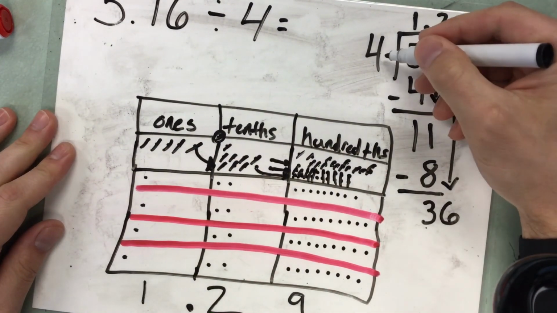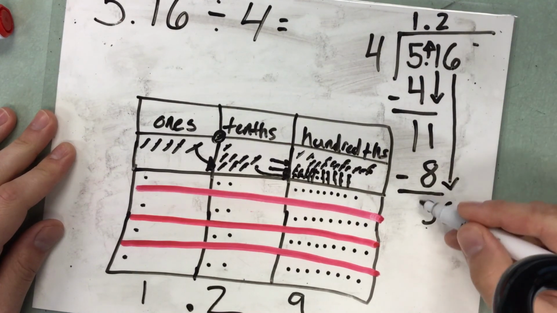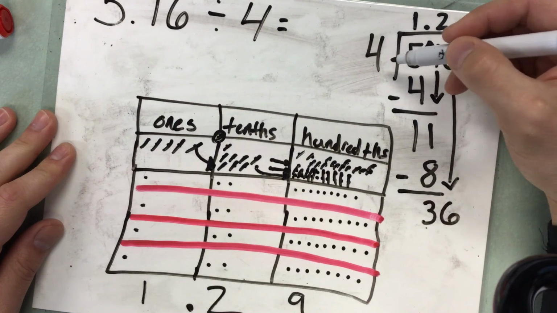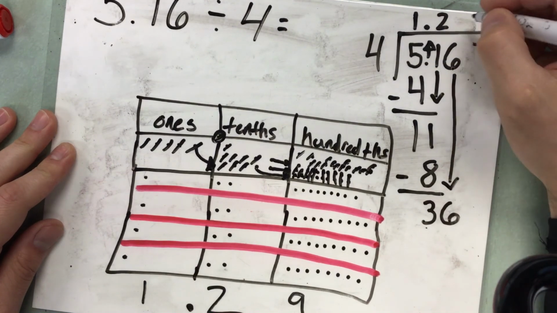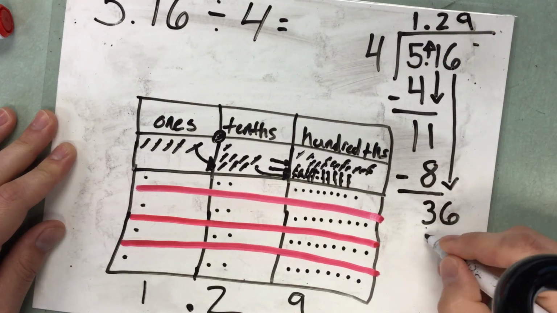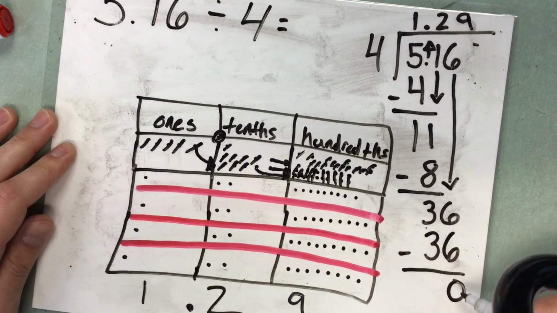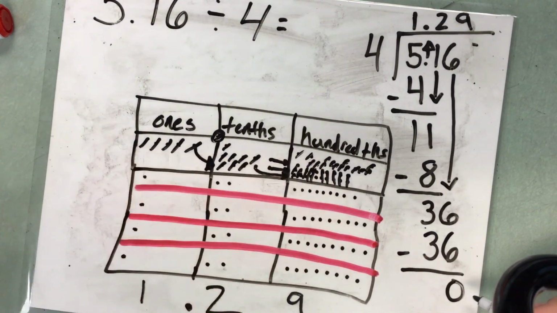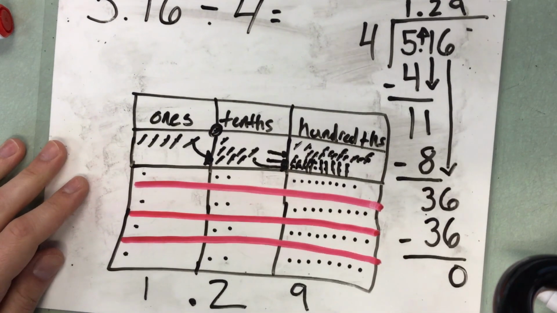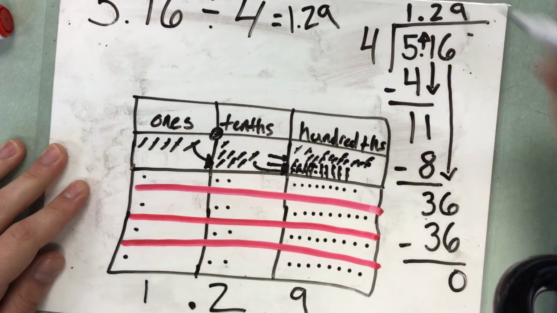Now that 3 tenths that we unbundled becomes 36 hundredths, just like it did in our place value chart. Now how many times will 4 go into 36, or you could say 36 divided by 4 equally will be how many? That's 9, and 9 times 4 is 36, and we were left with 0 as our remainder, just like we were left with 0 hundredths here. So our answer in both was 1 and 29 hundredths.